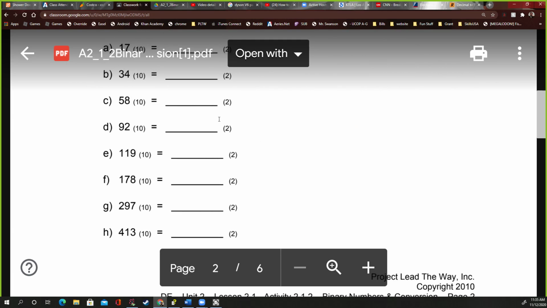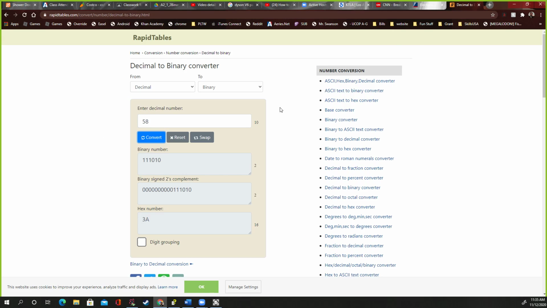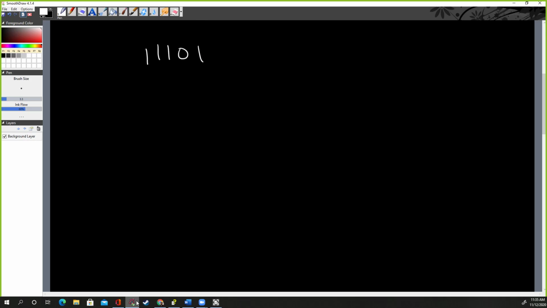So let's do 58. What was it? It was 11101, right? I think that was the number. Let me just double check that real quick. Oh, we did it in the calculator. 111010. So I forgot a 0 there. Okay. If I want to change this to regular numbers like decimal, this is a base 2 number, so I have to write that, because somebody might say, oh, this is 111,010. Technically that could be a regular number. So we have to put base 2.